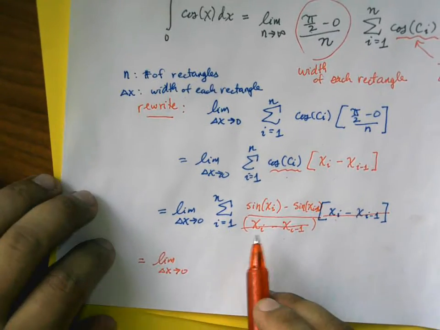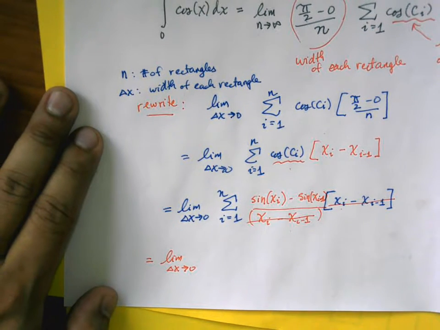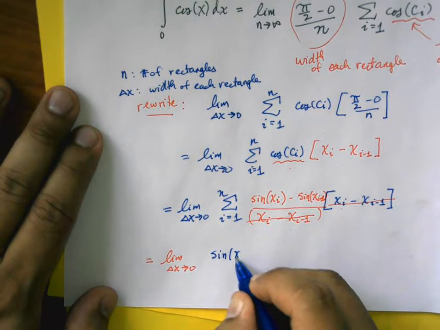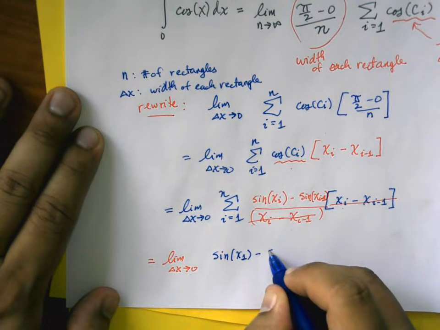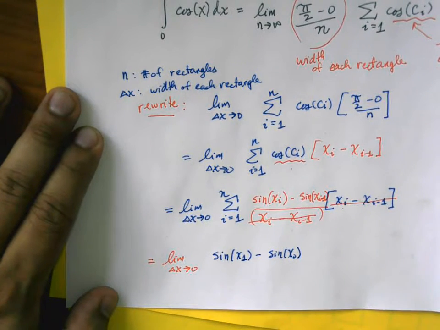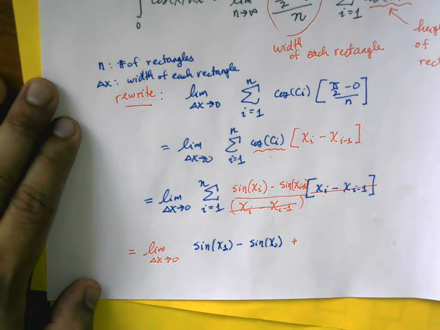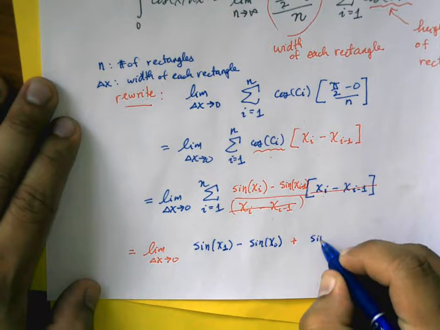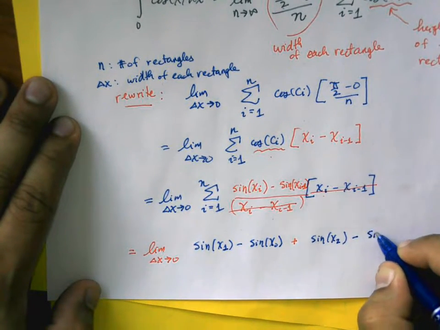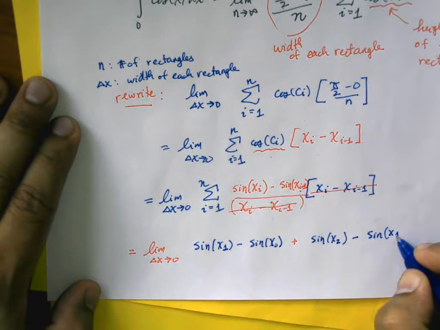Now let's expand this out using summation notation and see what this really tells us. So the first term that we have is sine of x1 minus sine of x sub 0. Okay? That's the first term, plus the second term, so i is now 2: sine of x2 minus sine of x sub i minus 1, so x1.